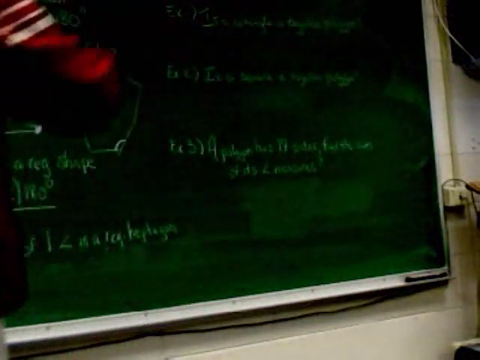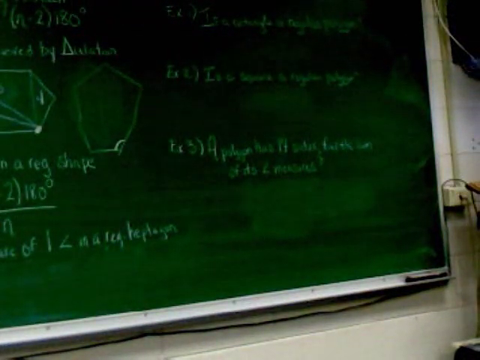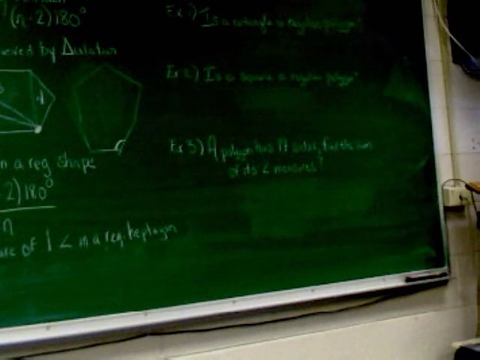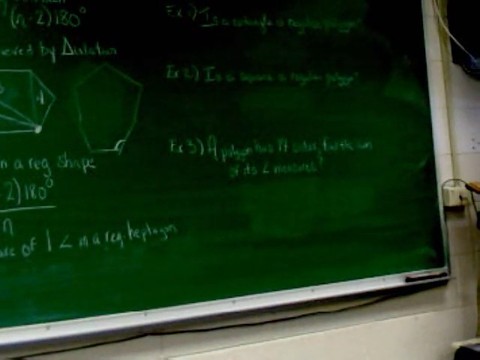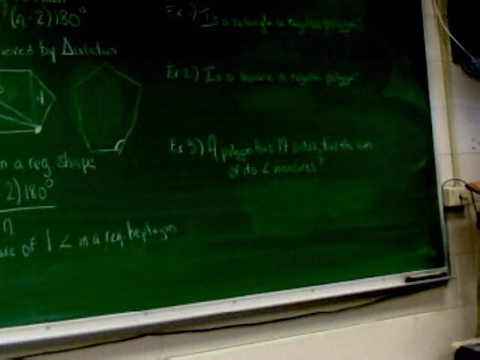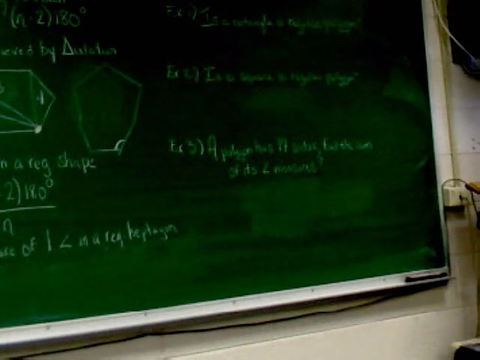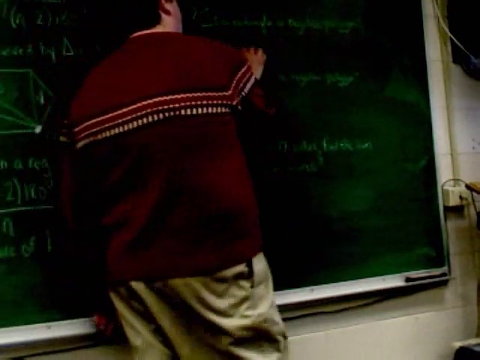All right. Example 1 says, is a rectangle a regular polygon? Now remember, there are 2 things that have to be true in a regular shape. All the sides have to have the exact same length. All the angles have to have the exact same measure. So in a rectangle, do all the sides measure the same thing? Do all the angles measure the same thing? Kaylee? No, they don't. The sides are different lengths. So a rectangle is not a regular polygon.